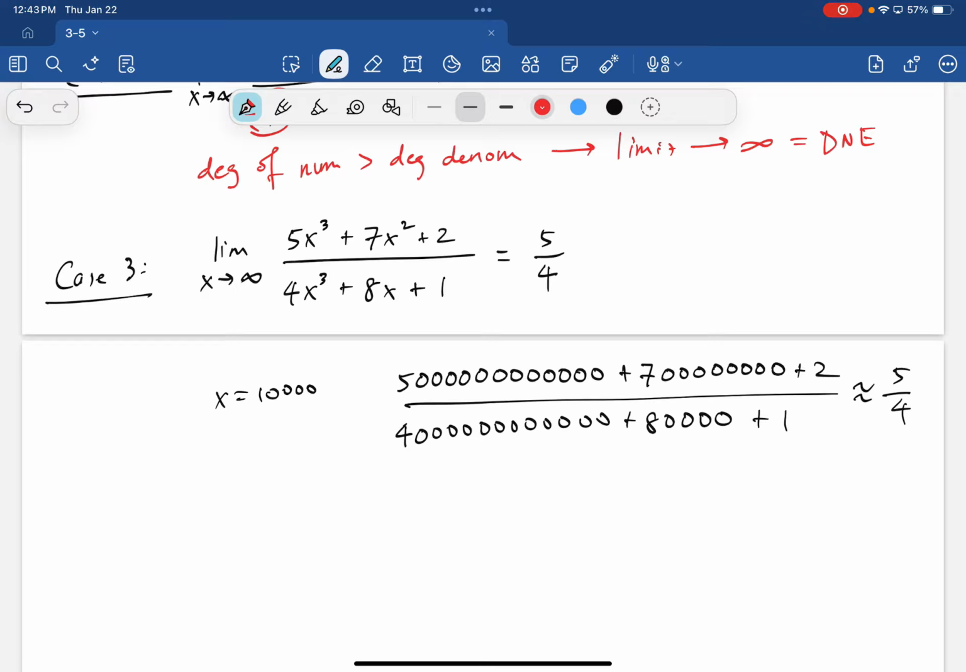And why is that? That's because the most quote-unquote influential term in each of the denominator and the numerator is always going to be the 5x cubed or the 4x cubed, right? And these two numbers are pretty much irrelevant in comparison to those. And so really the only numbers we need to care about are the 5 and the 4 that are the leading coefficients of the highest degree term in each side.